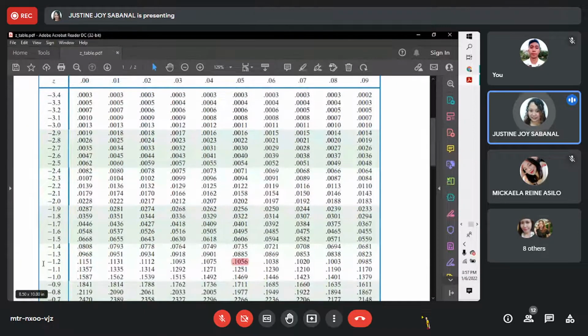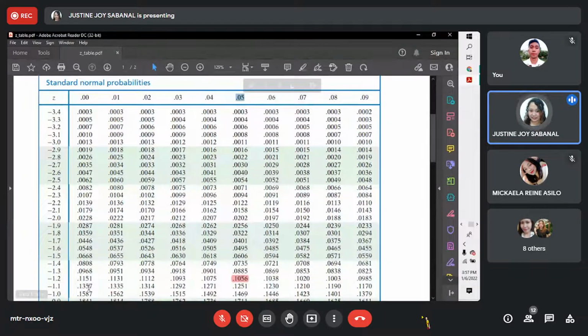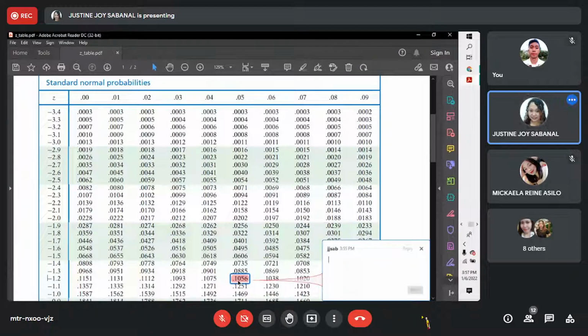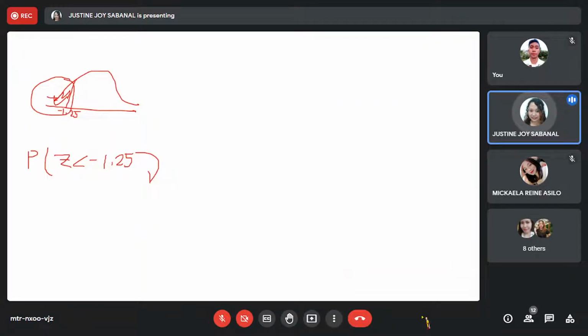So if we have negative 1.25, doon po nag-intersect yung value na yun sa 0.1056. Ngayon, doon po sa ating tinatanong kung ano yung area, gaano kalaki yung portion na na-cover natin, ang ilalagay nyo lang po dyan ay yung actual value, which is 0.1056.